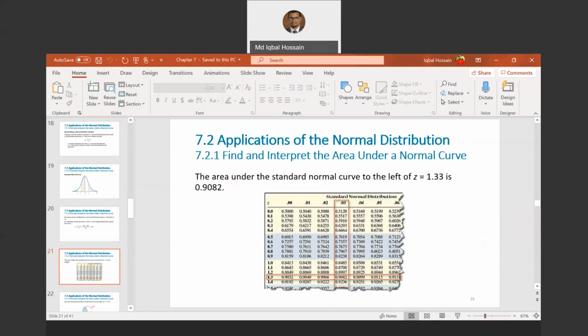Now I will say how we are going to use this Z value. We have a standard normal table in your Blackboard under chapter 7. You can easily go there and find this table. We are finding 1.3 from the first column, where you can see Z here, and the second digit we find from this row. Now they are intersecting at 0.9082.